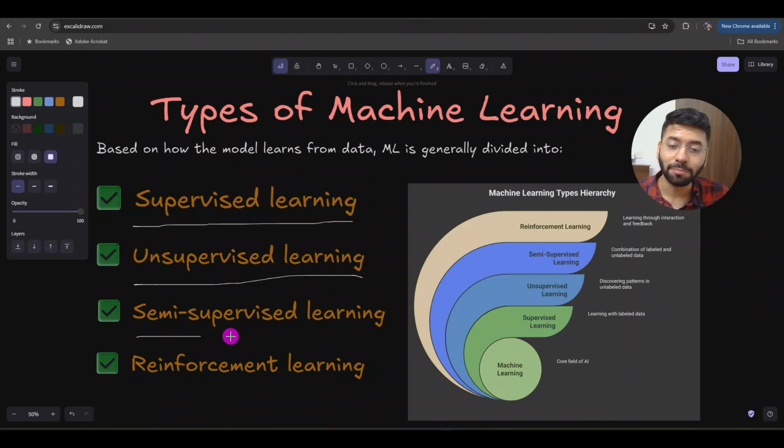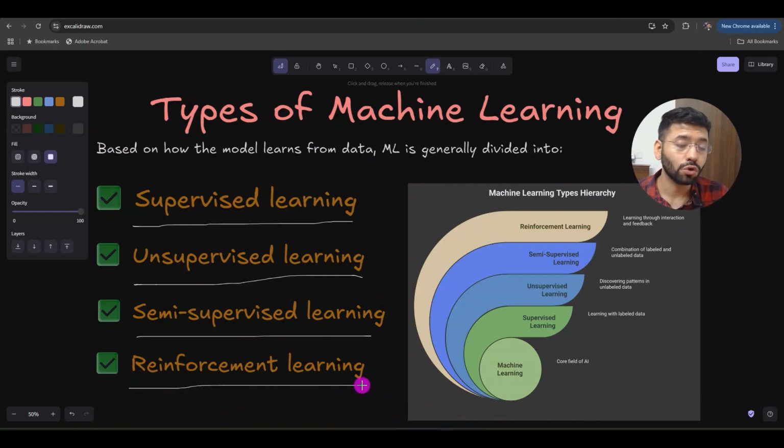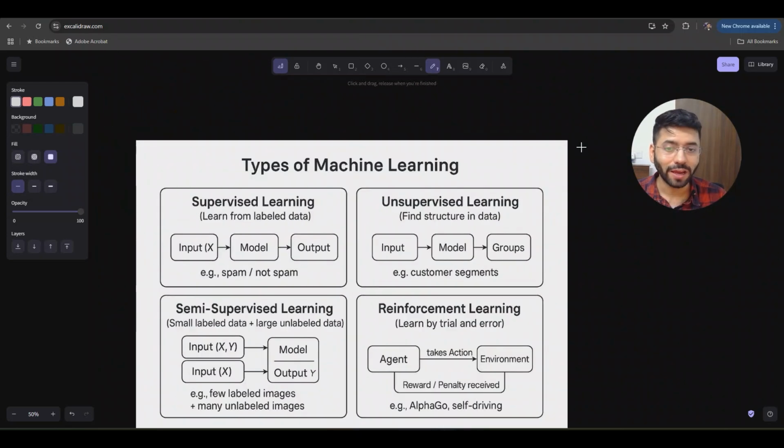The third type is semi-supervised learning. It's a combination of labeled and unlabeled data. And the fourth one is reinforcement learning, which means learning through interaction and feedback. Apart from these four, there can be other types of machine learning as well. But when we talk about the basic side, these are the four important basic types. Now let's check this via diagram.